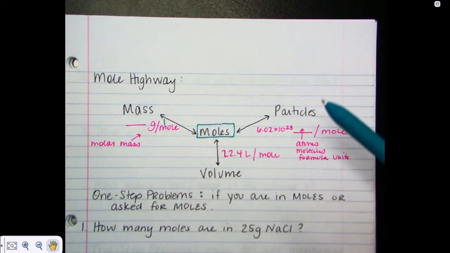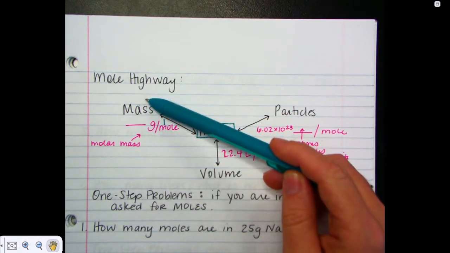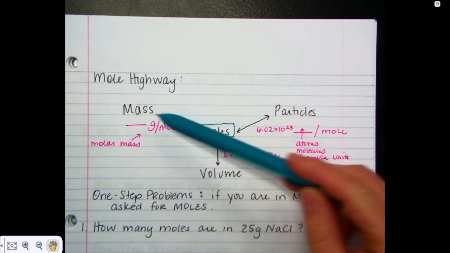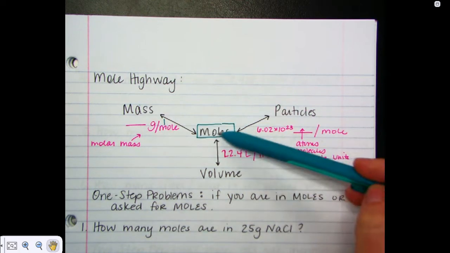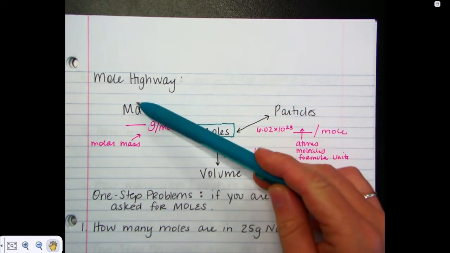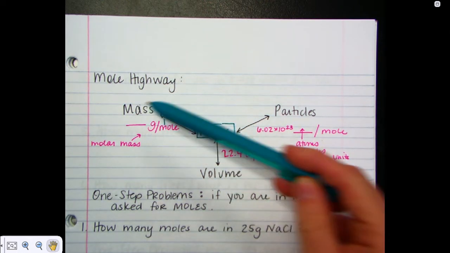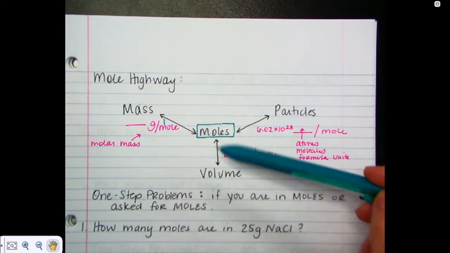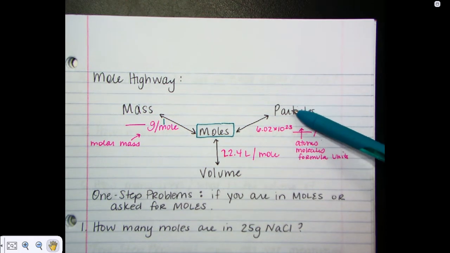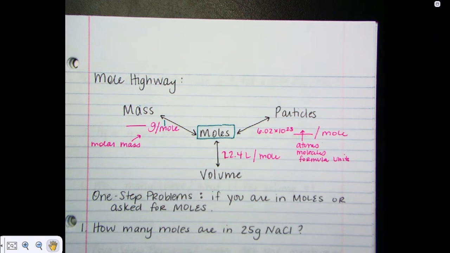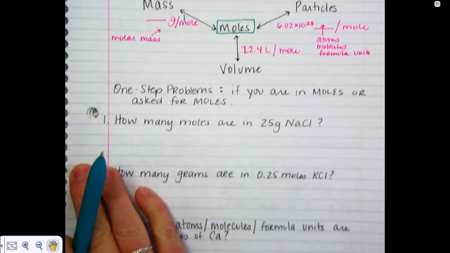A two-step problem would be if I am going from mass to particles. Notice that moles aren't mentioned, but I've got to go through moles to get there. Mass to moles to particles. Particles, moles to mass. Volume, moles to mass. Particles, moles to volume. Volume, moles to particles. Okay. So we're going to do a series of one step first, and then we'll do some two-step problems.